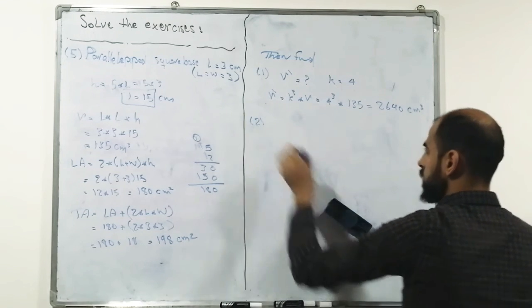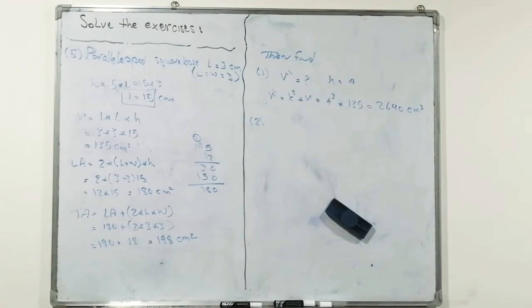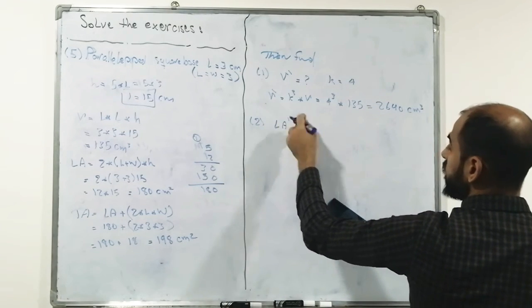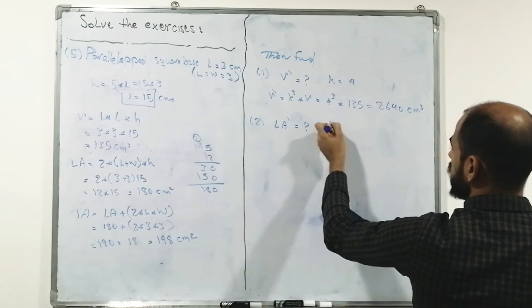Now the second part of the question: find its lateral area under the coefficient of dilation. Here we have to find its lateral area after dilation with dilation coefficient equal 1/6.